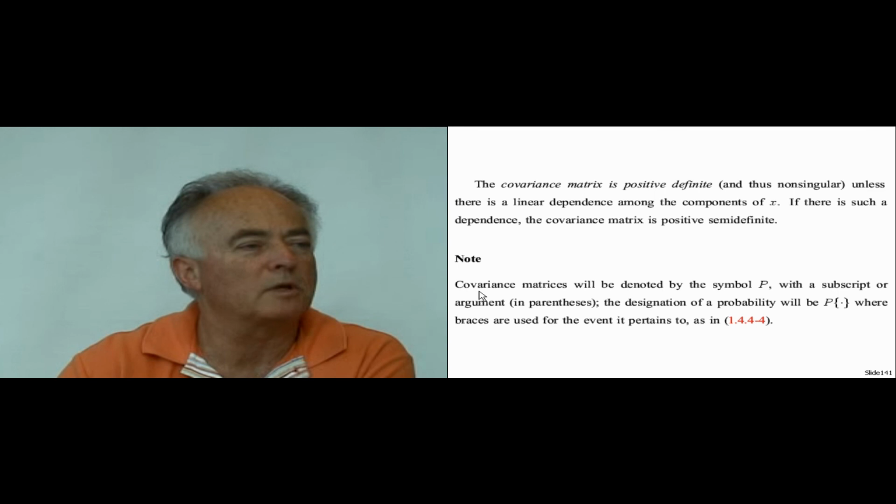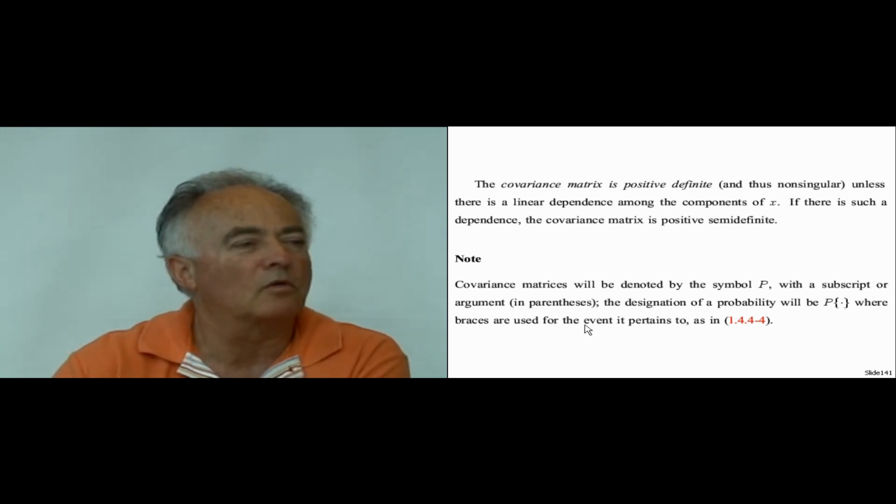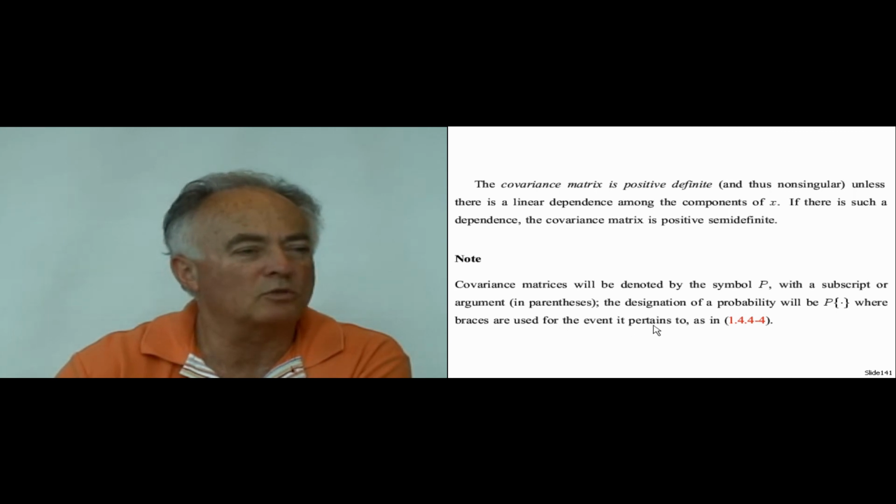The covariance matrices will be denoted by the symbol P, as mentioned before, with a subscript or argument in parentheses. The designation of a probability is P with braces. The argument is in braces for the event it pertains to, as shown in one of the previous equations. And with this, hopefully we will avoid any ambiguity.